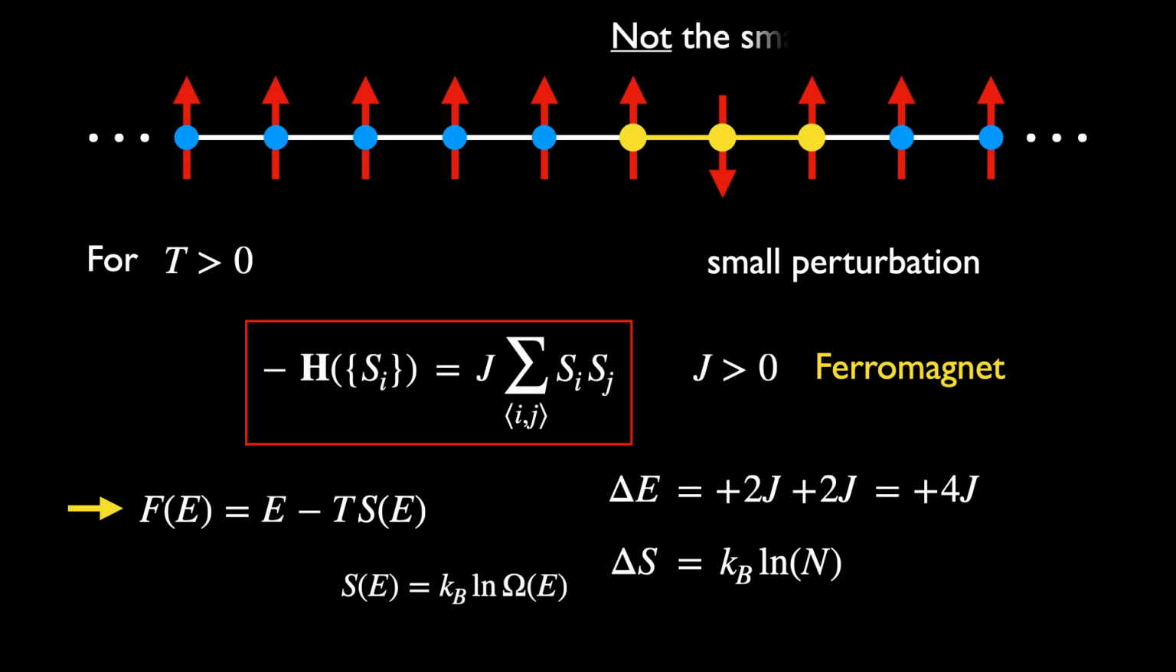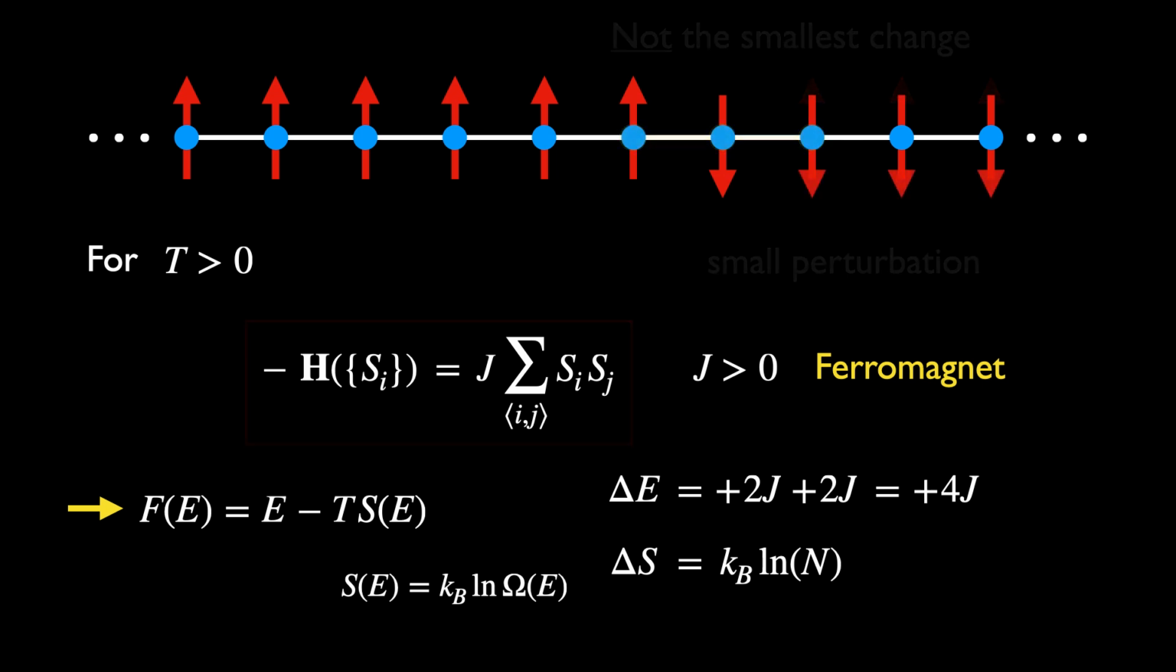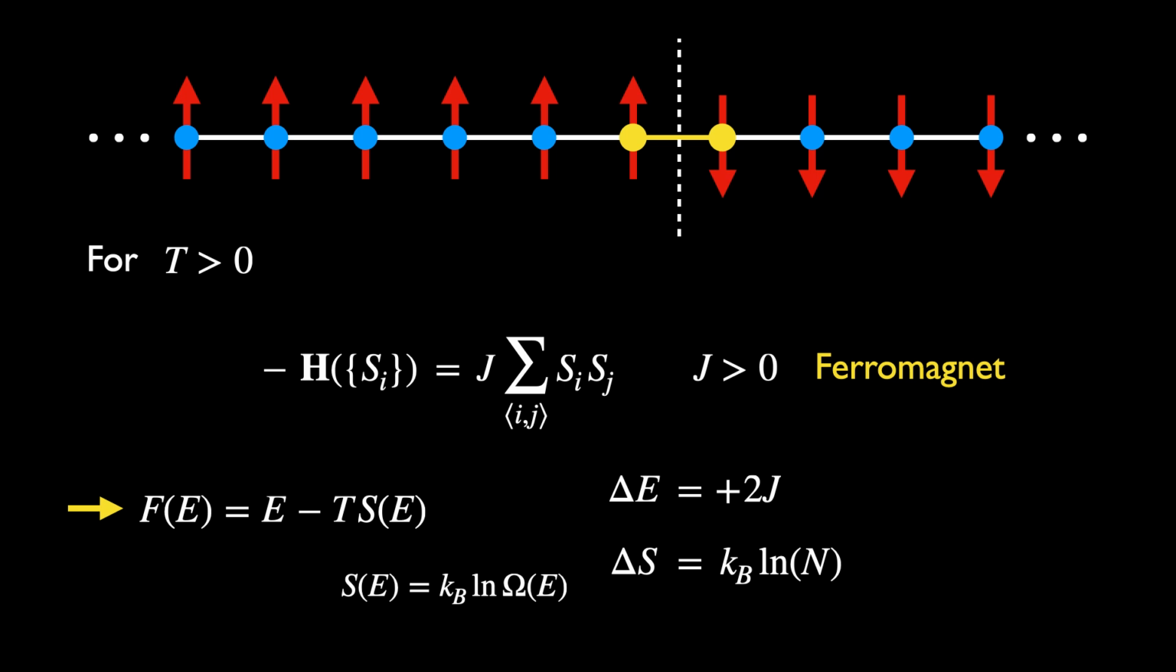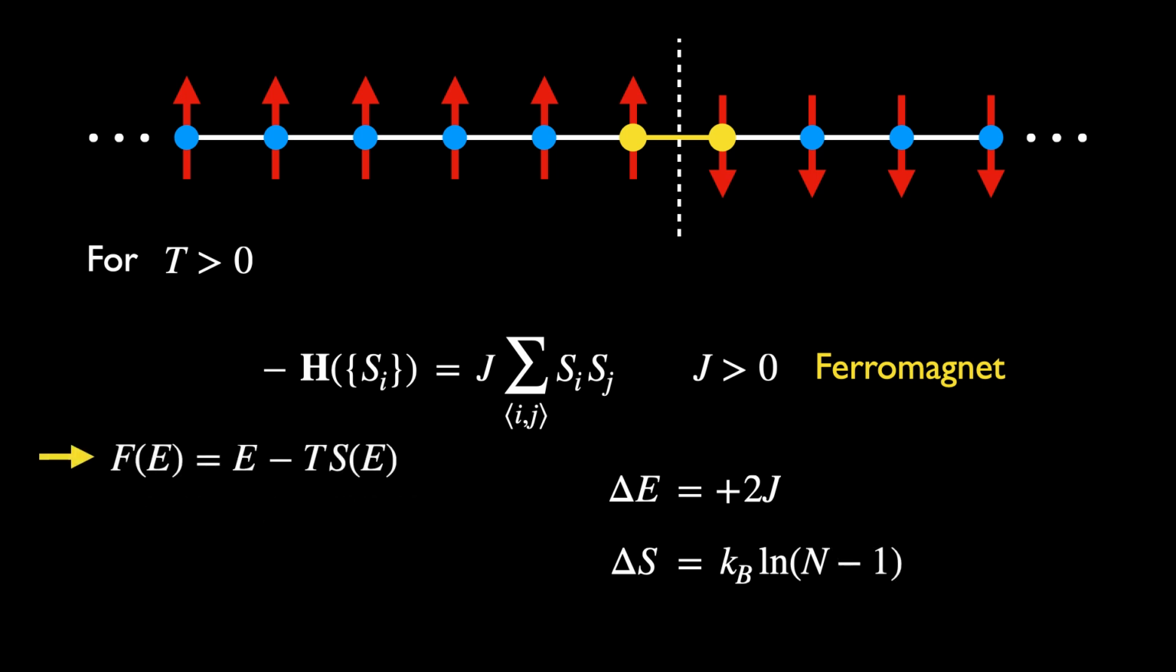This is actually not the smallest way we could disturb the original configuration. We can do this in a way that changes only one link instead of two. Like this. This way, the energy increases only by 2J. While for the entropy, the number of ways to introduce such a wall is just n-1. Such a wall that separates the spins pointing in opposite directions is known as a domain wall, and the regions with same spins are the magnetic domains.